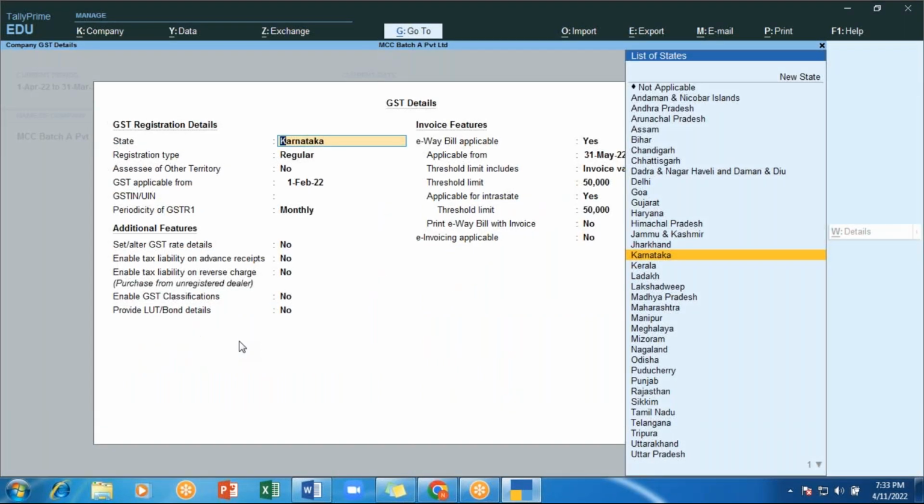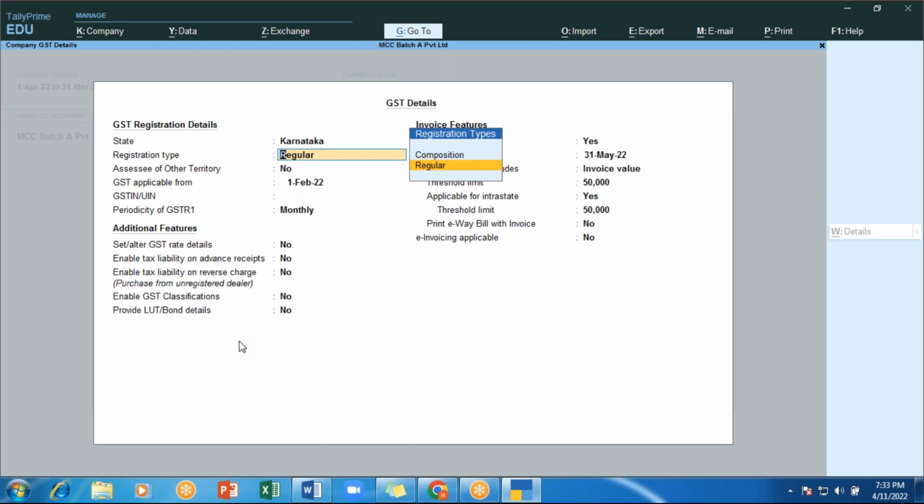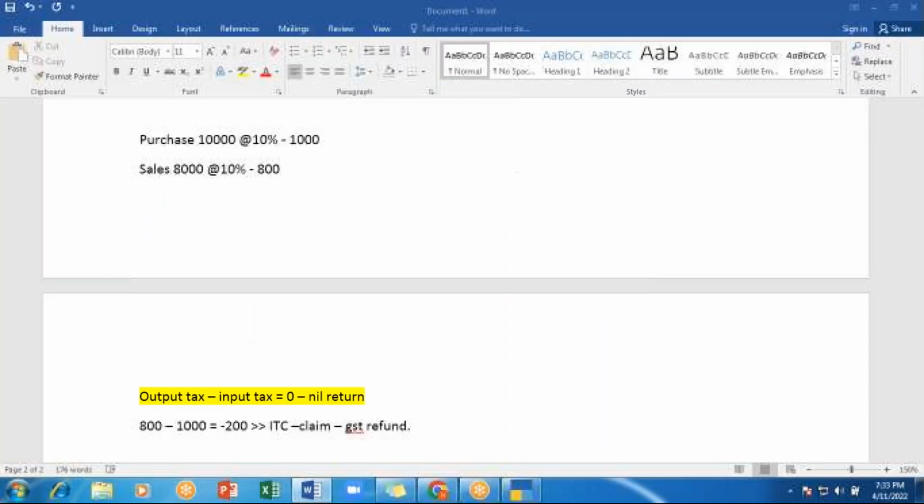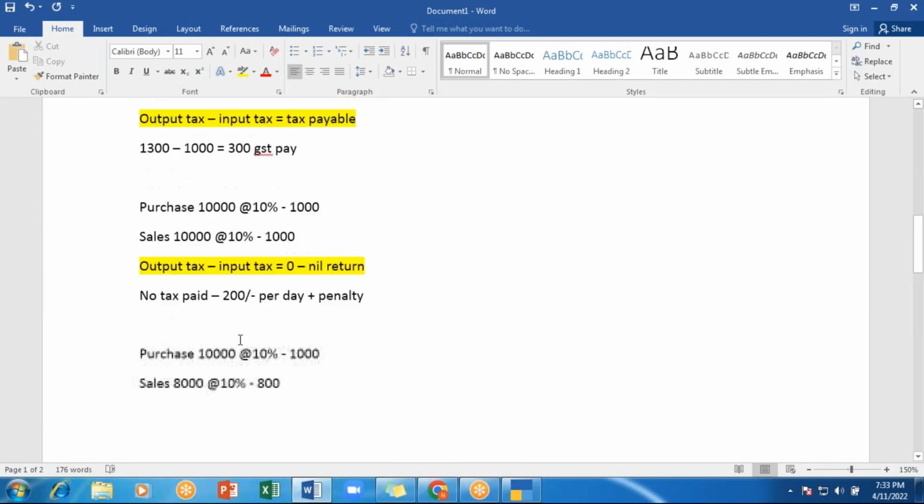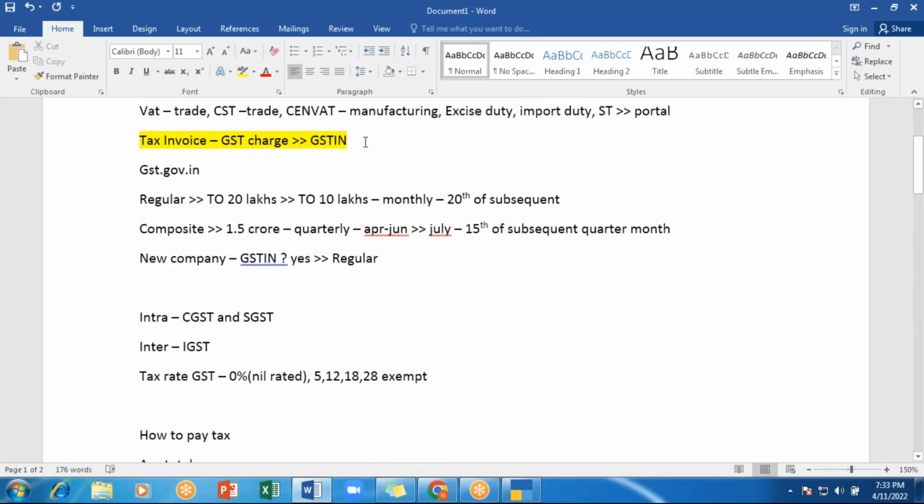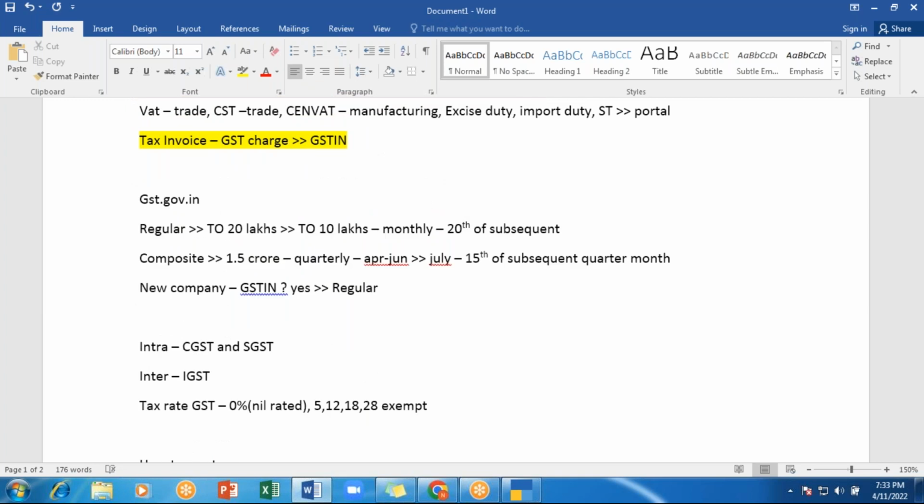Which state do I belong to? Karnataka. Which type of dealer? Whether I'm a regular dealer or composite dealer. I am a regular dealer. From which date are you going to start? The date you registered for GST, and you have to give a GST number. I didn't tell you what this GST structure will be. When you apply for this GST TIN number, it will be of 15 digits, and these 15 digits are based on the PAN number.